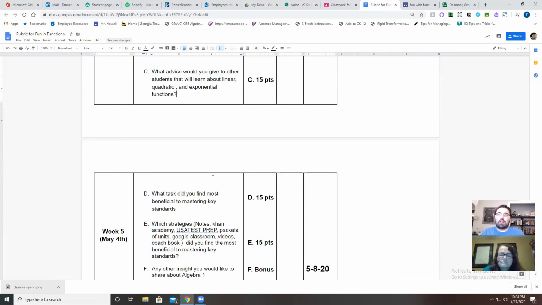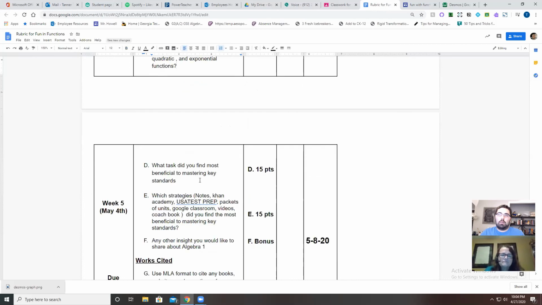Part D, what tasks did you find most beneficial to mastering key standards? Yeah, so basically, which part of this project, which of the weeks that you've done, did you think was the most helpful for you understanding what was going on?